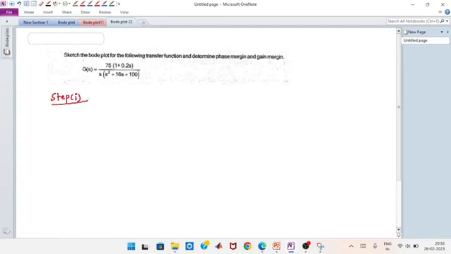Right? So here the problem contains the first order term 1 plus 0.2s, the integrative term s, and the second order term s square plus 16s plus 100. We know that the first order term, if it is available in the numerator or denominator, is 1 plus sT, then the corresponding corner frequency omega c is equal to 1 by T, right?